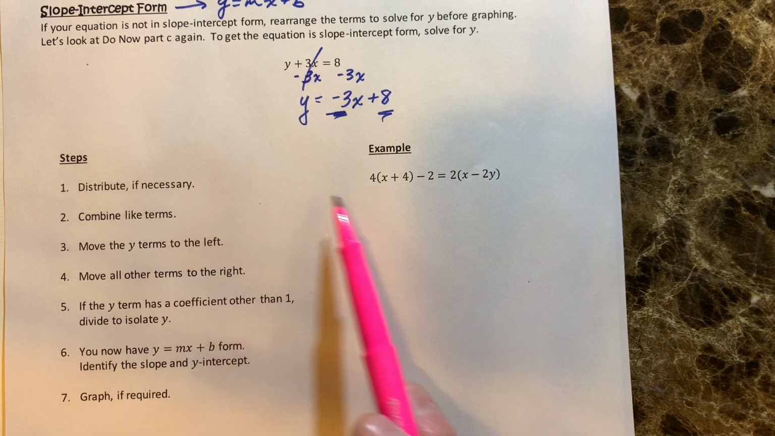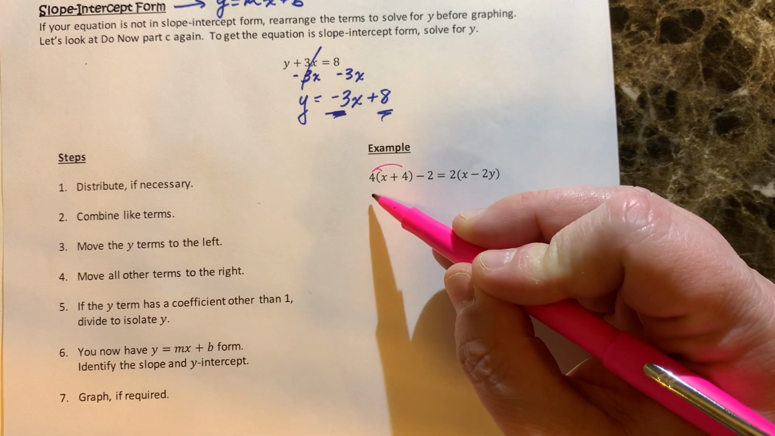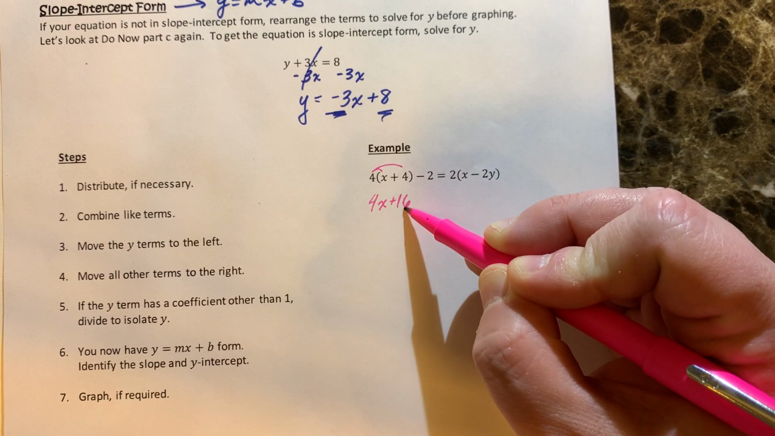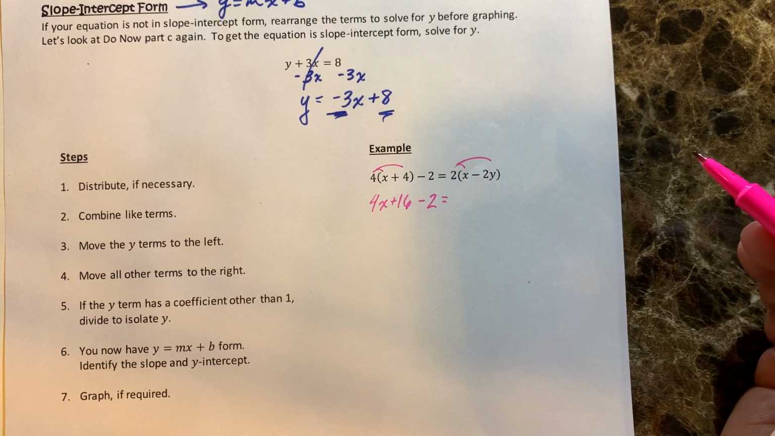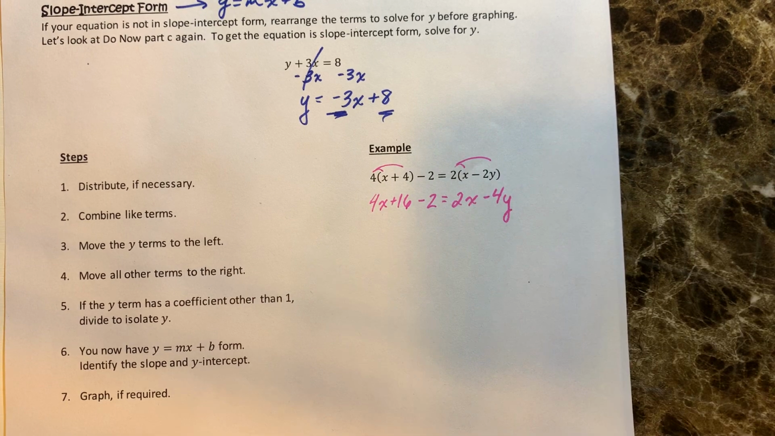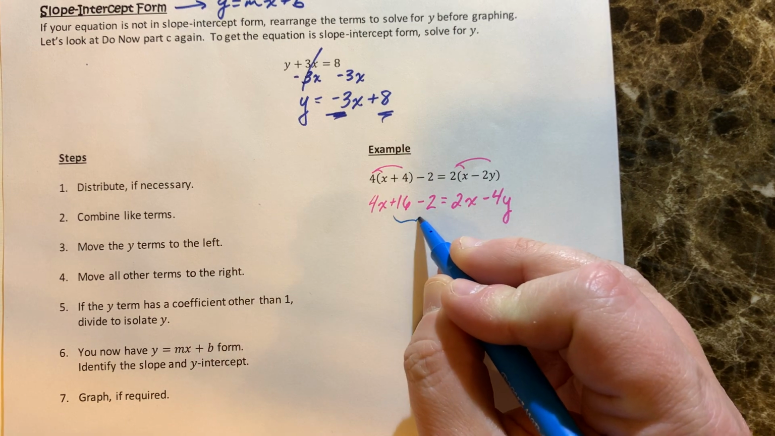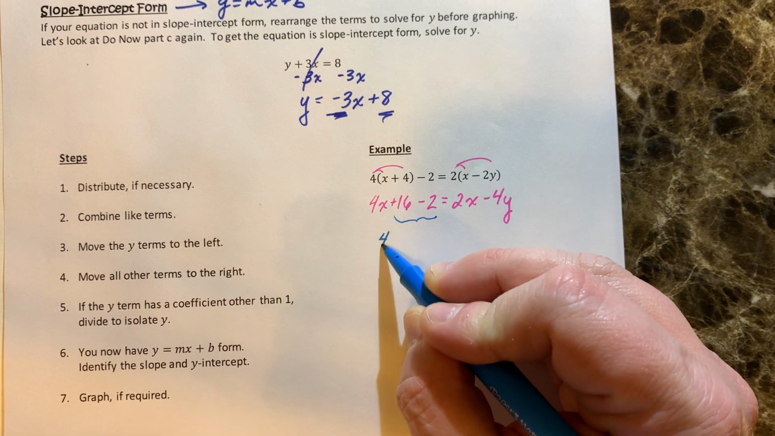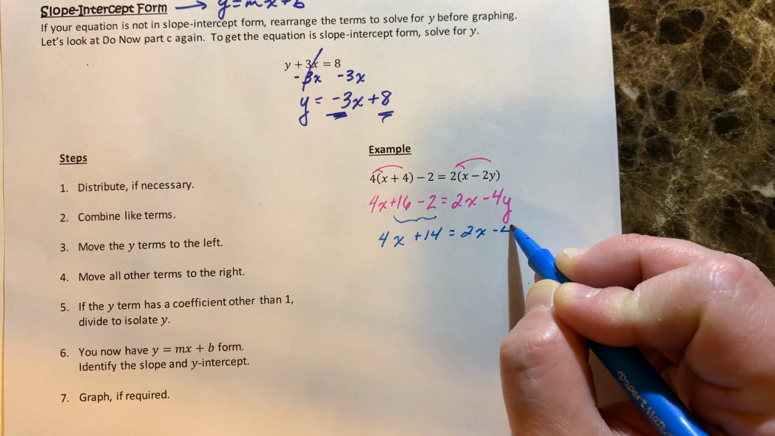We're going to distribute if necessary, and that is the case here. I'm going to distribute the 4 to give 4x plus 16, and then copy the rest of that side. On the right, I also have a distributive property that has to happen, so that becomes 2x minus 4y. We have completed the distributive property. Next we combine like terms if we can. We take our 16 and our 2 on the left side and put them together, so that's 4x plus 14 equals 2x minus 4y.